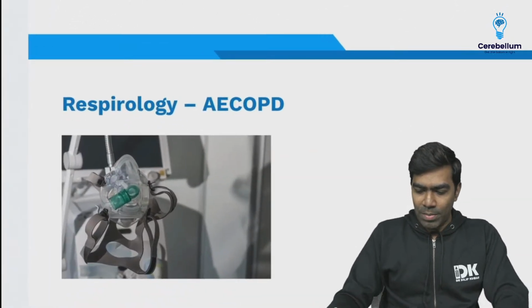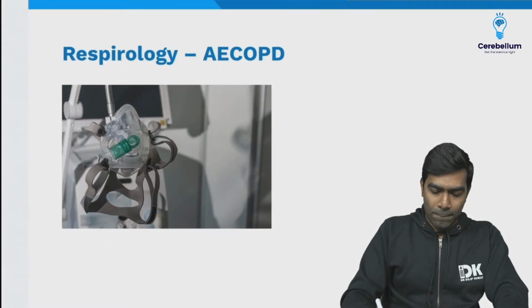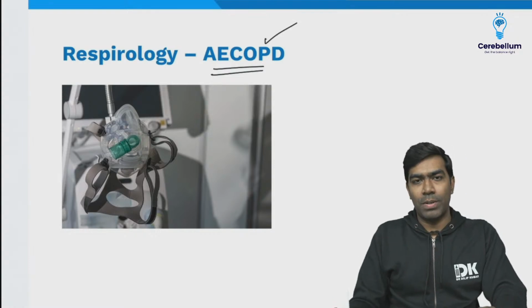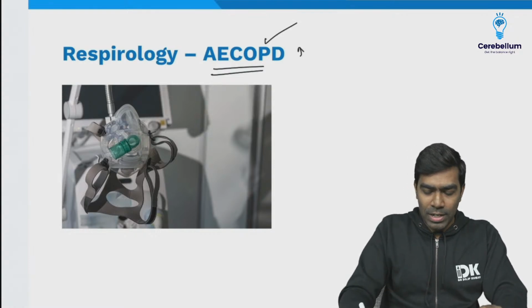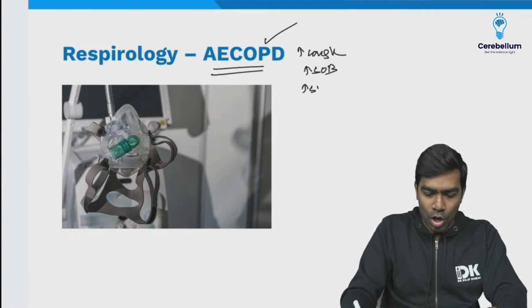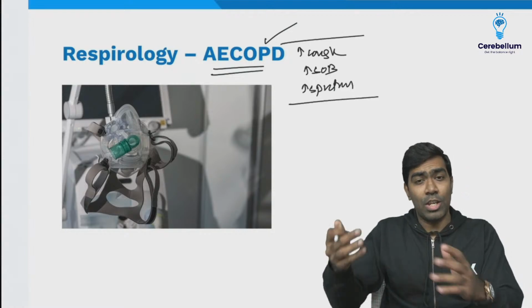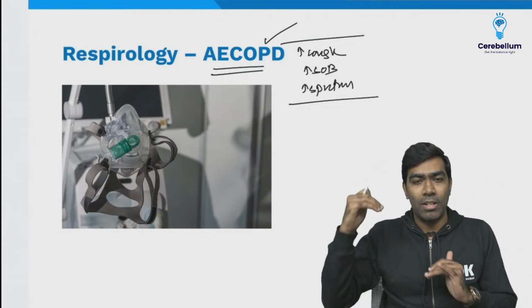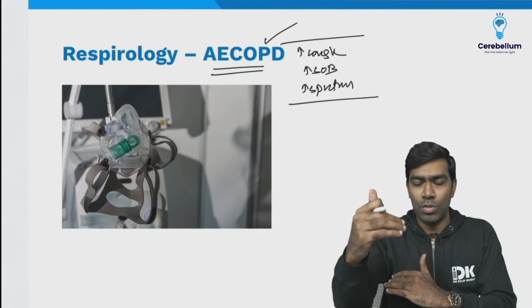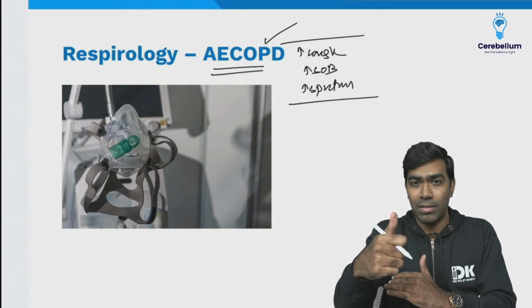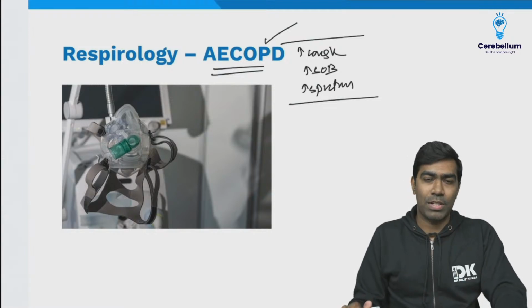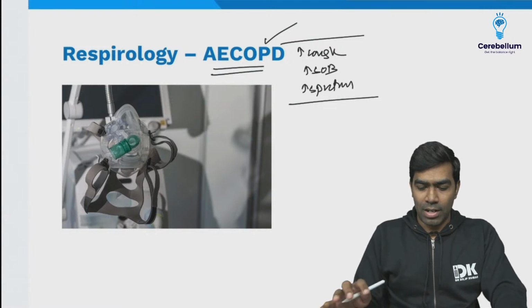Now coming to acute exacerbation of COPD. This is a very common exam question. How will you manage acute exacerbation of COPD? Whenever a COPD patient complains of increasing cough, increasing shortness of breath, or increasing sputum, or all of these together, plus their usual medications are not giving relief, that is acute exacerbation of COPD. Clear?